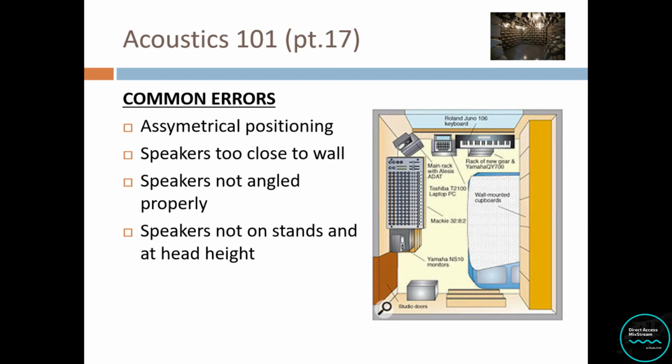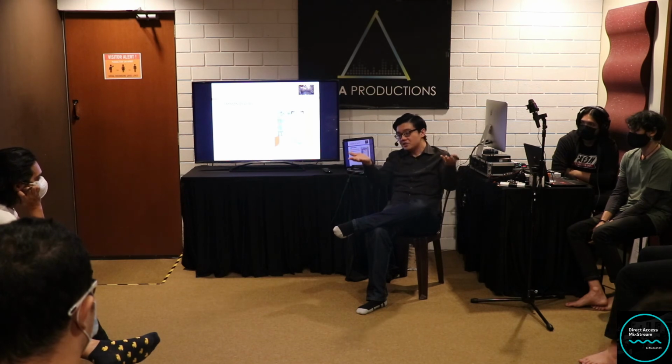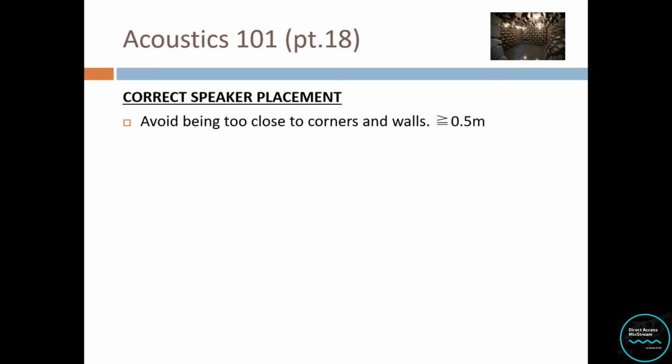Then number four, speakers not on stands, not at head height. A lot of people are guilty of this. They just put it on a table or something like that. Understandably, sometimes space constraints, sometimes budget constraints, but what you want to do is at least make sure that your tweeters are the same height as your ears. So correct speaker placement, how do you solve that?